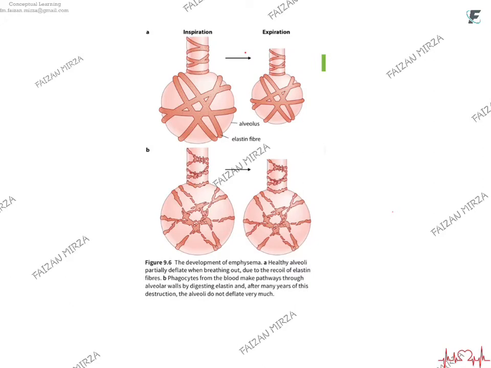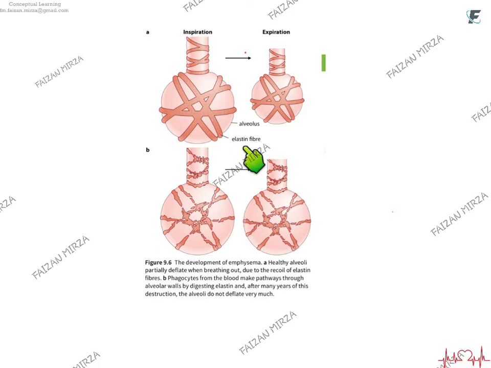This figure shows what happens to an alveoli when inspiration is occurring and when expiration is occurring. You can see during inspiration the alveoli increase in diameter, and there are these elastin fibers. They add stretchability and elasticity to the alveoli so they can expand very well. And upon exhalation, upon expiration, these elastic fibers retract, they recoil, and when they recoil, the air is pushed out of the alveoli and towards the nose.